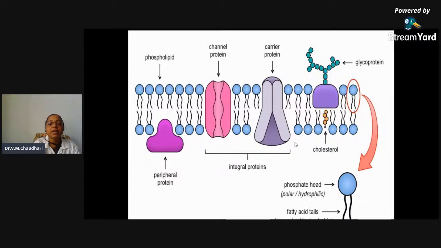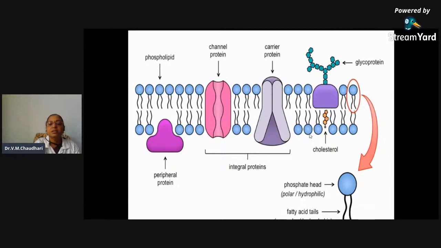These are known as the integral proteins. These are the peripheral proteins. Peripheral proteins means they lie slightly outwards of the membrane, in the outward direction, those are peripheral proteins. Integral proteins are present throughout the membrane. These are called the integral proteins.